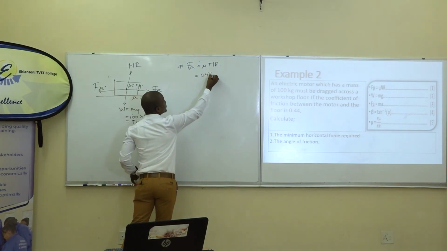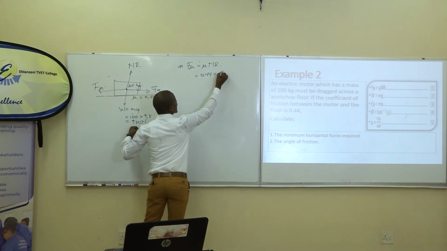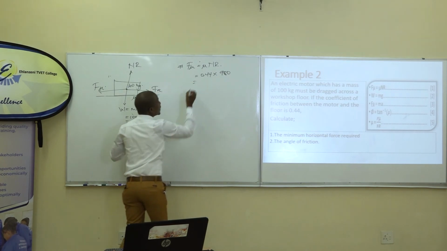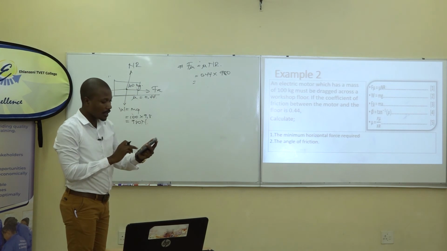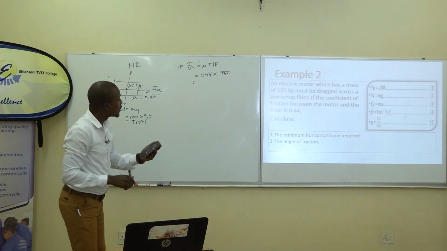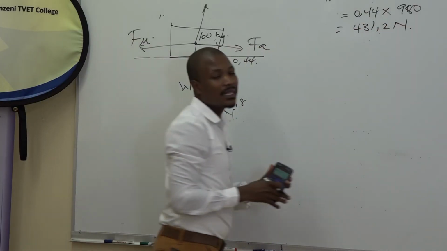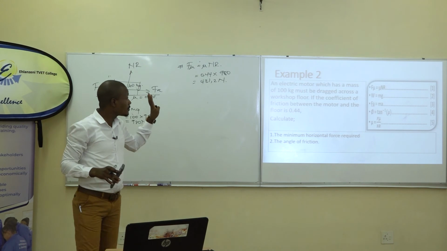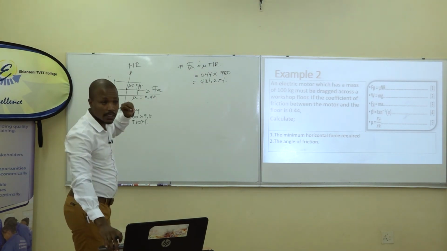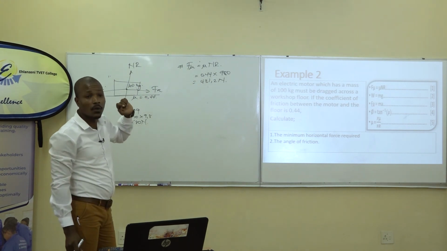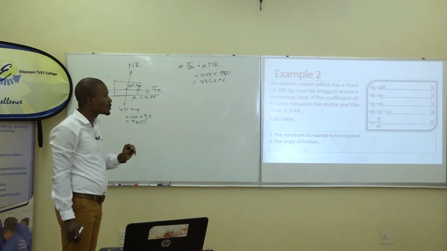Coefficient of friction multiplied by my normal reaction, which is my weight, 980 Newton. Now you go to your calculator, 980 Newton multiplied by 0.44. This should give you 431.2 Newton. Now this is the horizontal force which is required to drag this object across this floor. It's very simple.